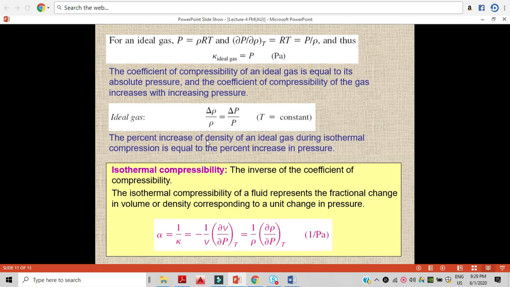So further, here we can write down del P over del rho and del P over del P. This states that the percent increase of density of an ideal gas during isothermal compression is equal to the percent increase in pressure. Okay, there is another term, alpha, which is the inverse of the compressibility. It states that the isothermal compressibility of a fluid represents the fractional change in volume or density corresponding to the unit change in pressure.